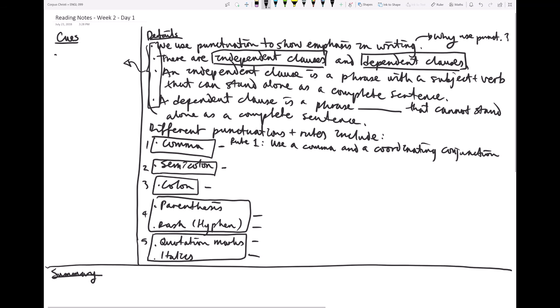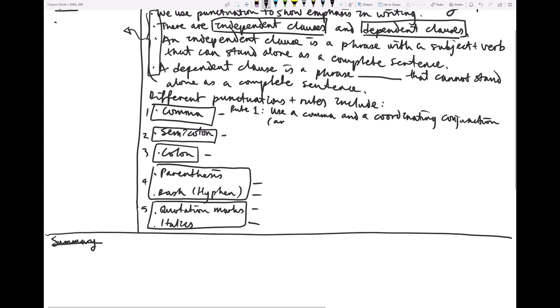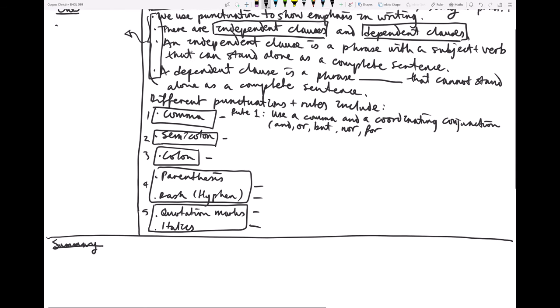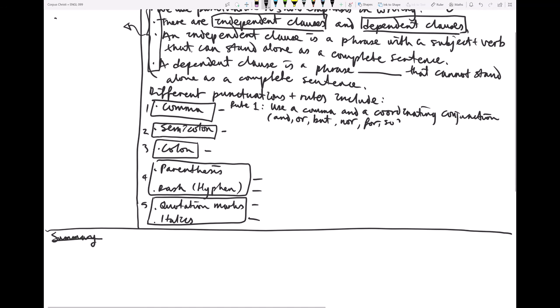So I may not remember all of these, so I might write it down. And, or, but, nor, for. Did I miss any? So, to connect two independent clauses.